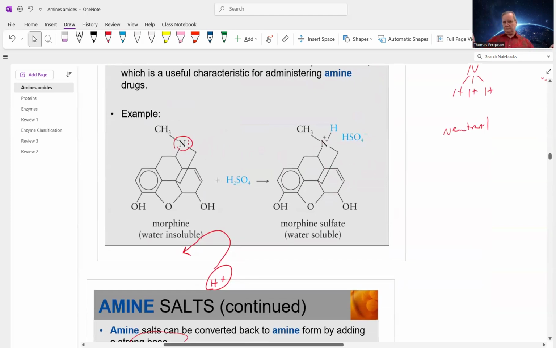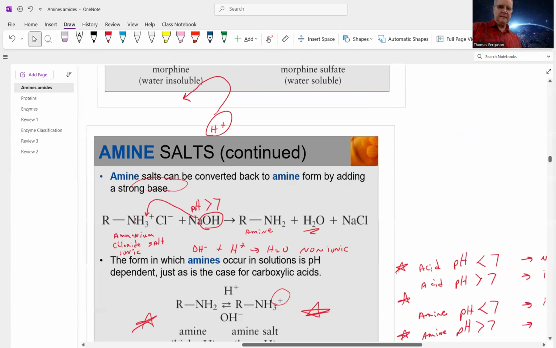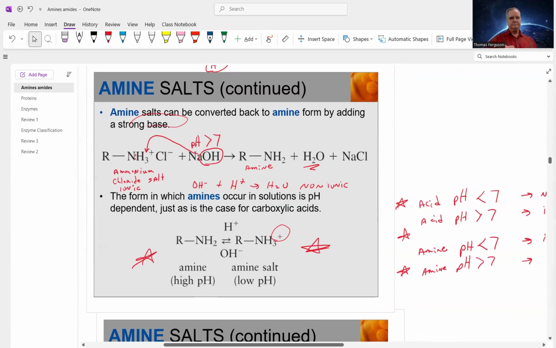Okay, so here's morphine. Little nitrogen here. So if we make the morphine salt, morphine sulfate, it becomes ionic and more motile in the blood. If you have an ammonium salt and you throw it in a basic or alkaline environment, what happens is the OH is going to grab hold of that H, pull it right off, and form water.